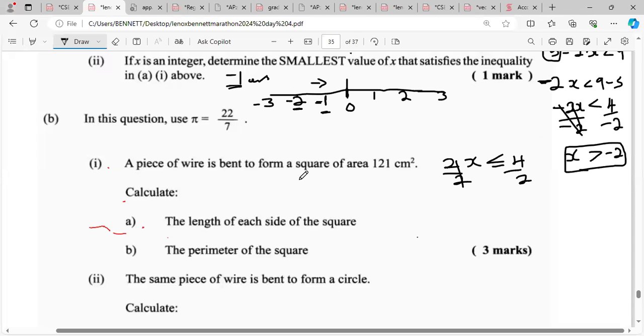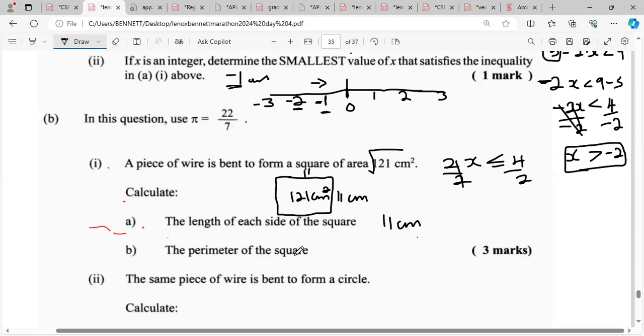So we know that for a square, how did they get the 121? They multiply the number by itself, right? Because that's how you find the area of a square. You multiply length times length. So all we have to do is the inverse of it, which is to find the square root of this. That will give us 11. So the length of each side of the square will be 11.